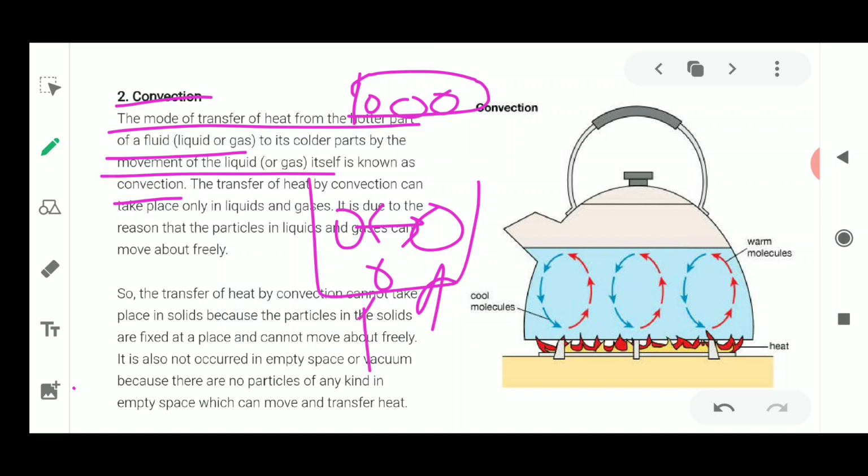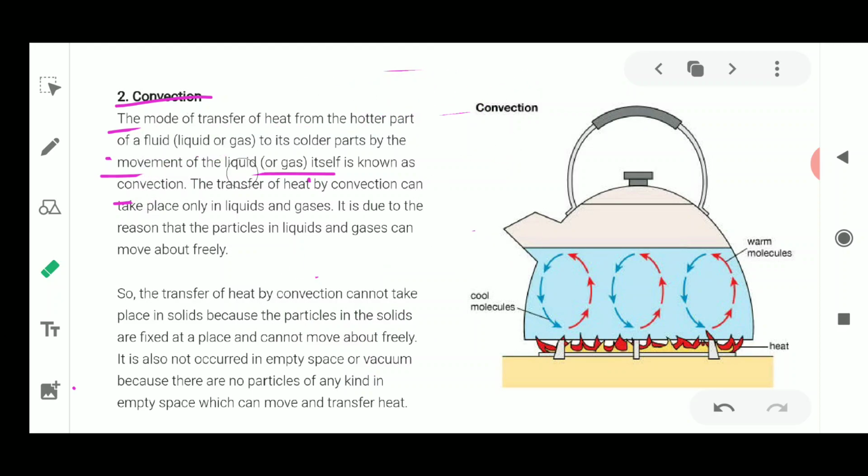As soon as the liquid becomes hot, the molecules leave their place and move here and there, because of which the complete liquid becomes hot and starts boiling. So the mode of transference of heat in a fluid is known as convection. Fluid means liquid as well as gases. It is not only liquid, it could be liquid or gases.